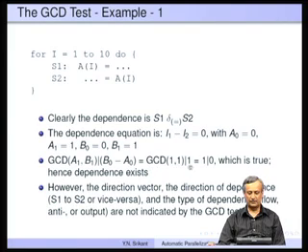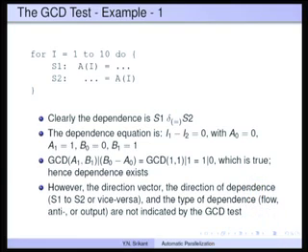So, GCD of 1 comma 1 divides B naught minus A naught, which is 0. So, 1 divides 0, which is true, hence the dependence exists. That is what the GCD test really tells us. However, the direction vector, the direction of dependence S1 to S2 or vice versa, and the type of dependence, flow, anti or output, are not indicated by the GCD test.